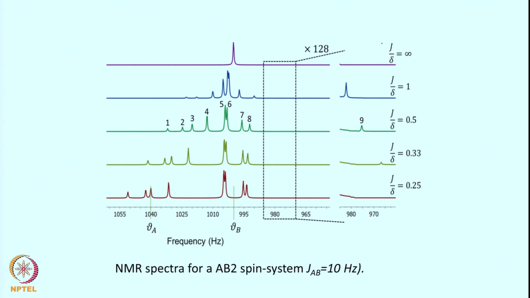If J by delta is infinity, then we actually get one peak, as we say, equivalent. So, these will be identical spins, but as we start moving, we see that the splitting pattern changes. If we have something like J by delta 0.5, we have about 9 lines here, and as we move here we can get even more splitting patterns like this.